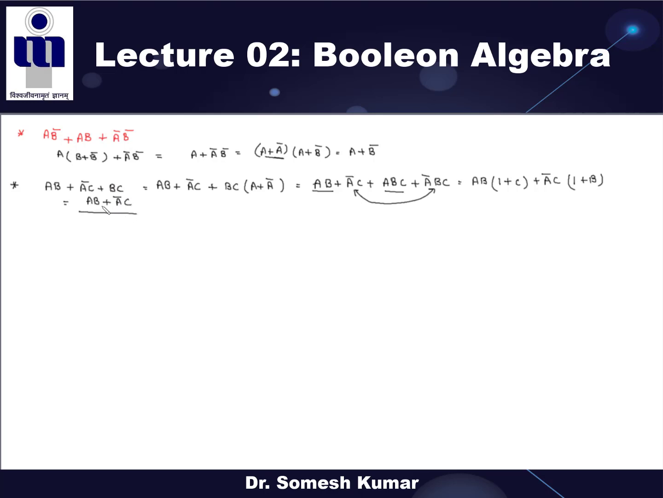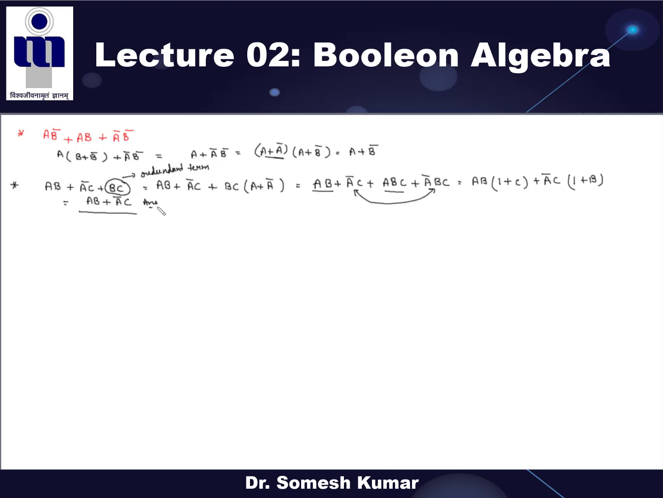So this is the reduced form. Now we can compare the reduced form with the original form. The only difference is this BC. So this BC is called the redundant term. Redundant term means when we minimize this function, this BC is removed. Clear? So this is the final expression.